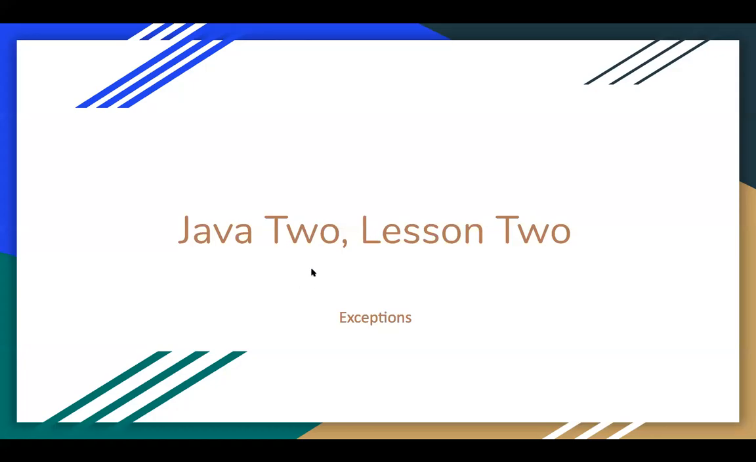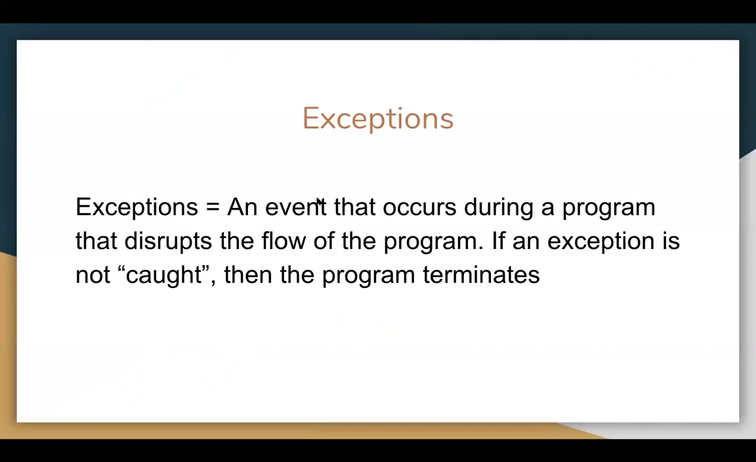All right, then. So today is Java 2 Lesson 2. And what we're going to be talking about today is something called exceptions. Exceptions are an event that happens during a program that disrupts the flow of the program. If an exception is not caught, then the program terminates. And what I mean by caught, I will explain later.